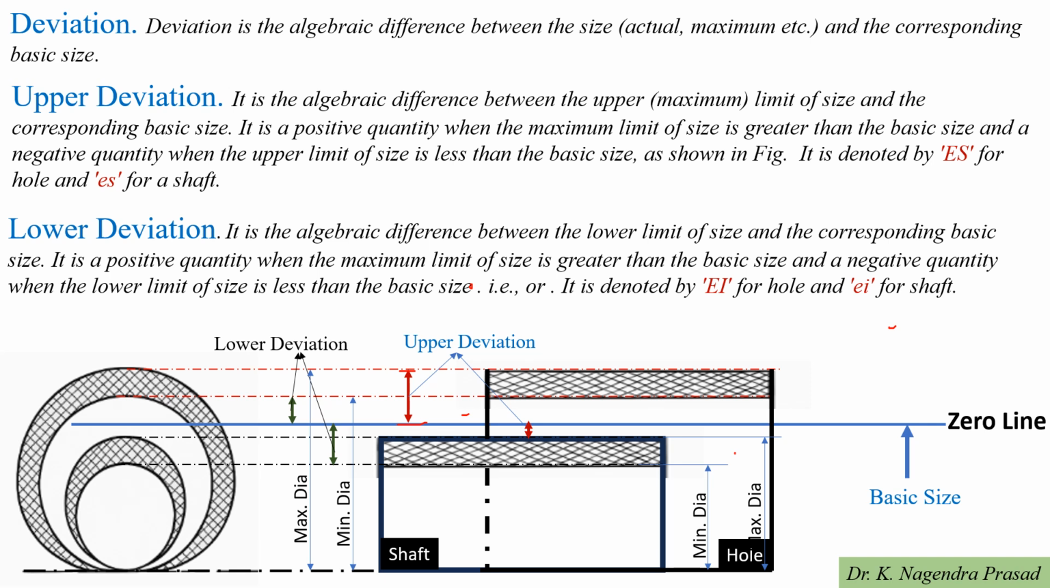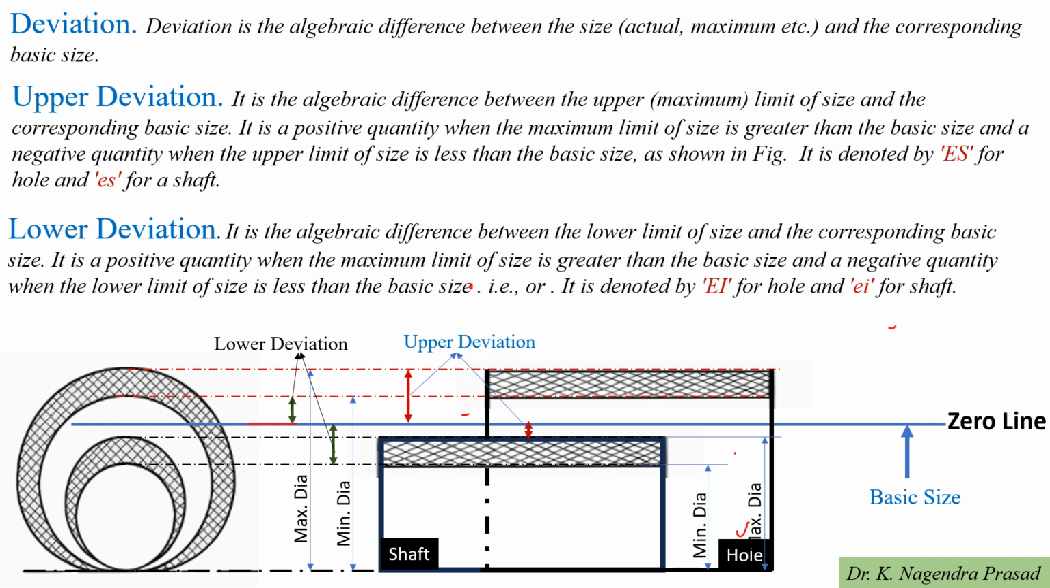In the schematic you have to observe that, so lower deviation is, let's consider for the hole, lower limit of the hole minus basic size. We are calling it the lower deviation of the hole. Similarly, lower deviation for the shaft is lower limit of the shaft minus corresponding basic size. We are calling it the lower deviation of the shaft.